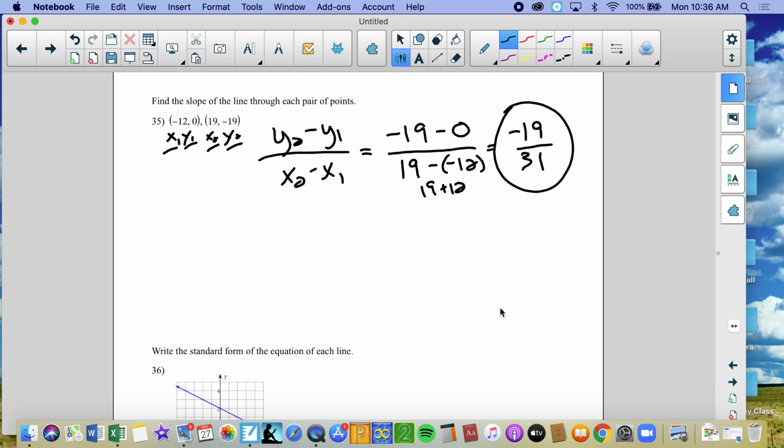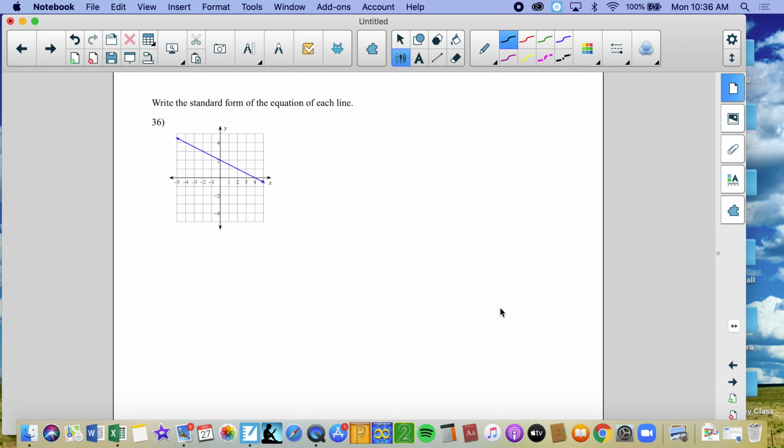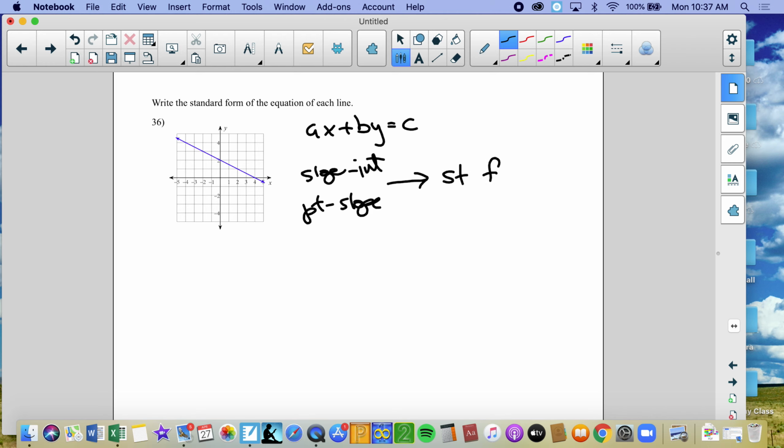And so that would be my slope. That cannot be simplified. Write in standard form. So standard form is ax plus by equals c. There are no values that you can plug in. What you really have to do is find it in slope-intercept form or point-slope form, and then convert it to standard form. So I'm going to pick slope-intercept form because I can see the intercept and I can find out what the slope is real easy.